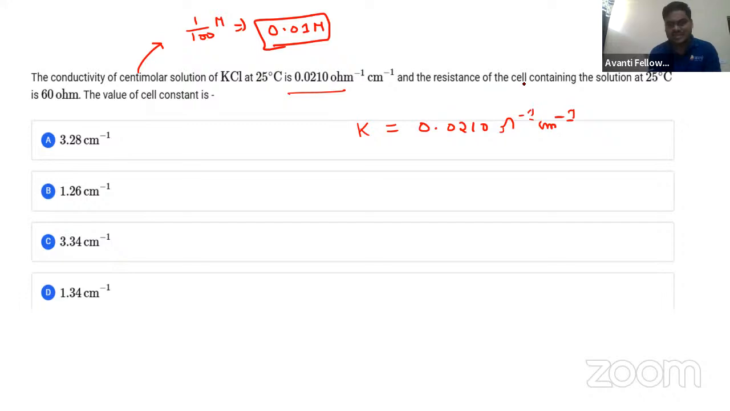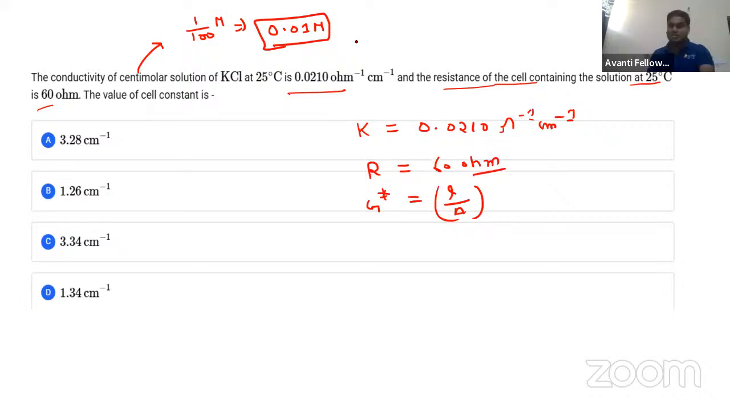And the resistance of the cell containing the solution at 25 degrees, R, is also given, that is 60 ohm. So the value of l by A is known as cell constant, right? Cell constant. Okay, JNV Sabarkanta says option B. Okay, let me check, beta. First of all, let's see the solution.